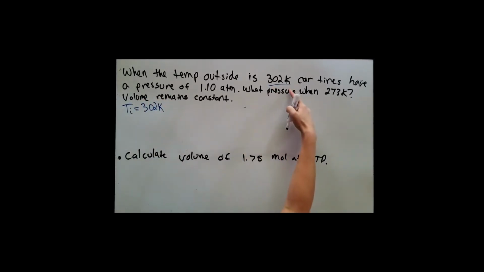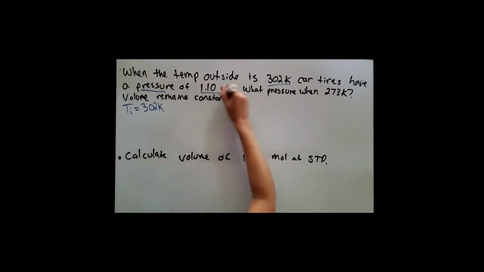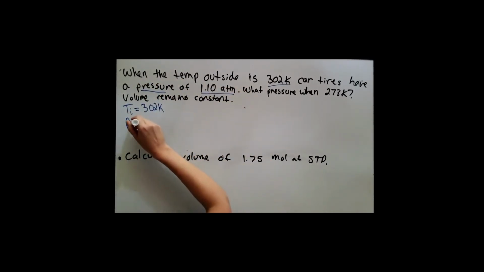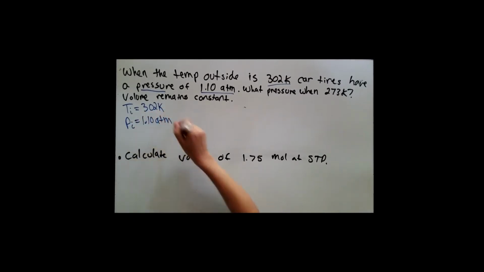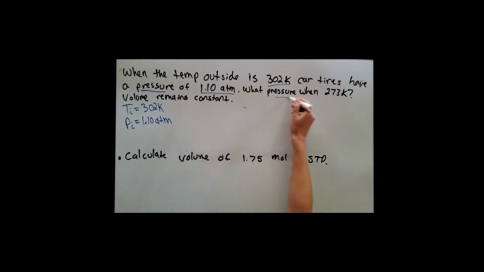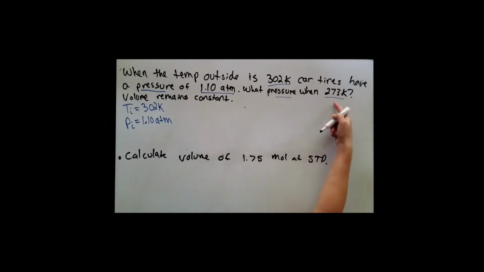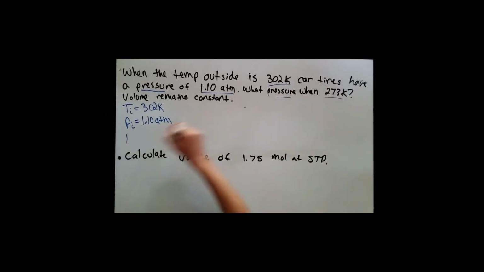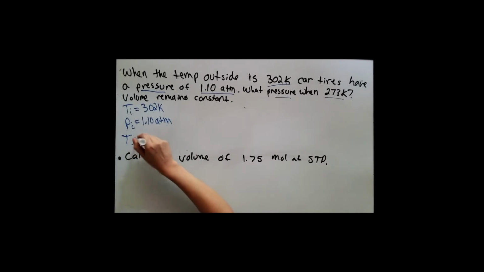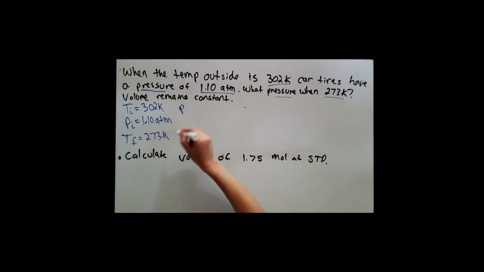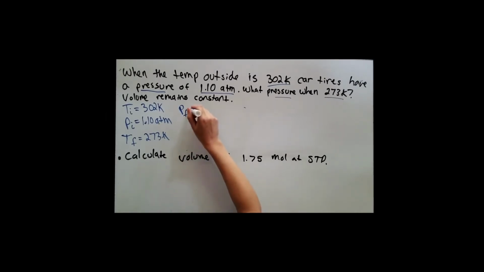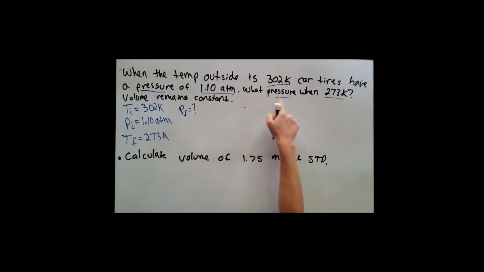And then at 302, the car tire pressure is at 1.10 atm. So the pressure that belongs at that temperature is 1.10 atm. It's then asking, what would be the pressure if the temperature decreased, and I'm saying decreased because it went from 302 down to 273. So that second temperature I'm going to call TF. And then PF is what we're looking for. So what pressure? That's why I put PF with a question mark.